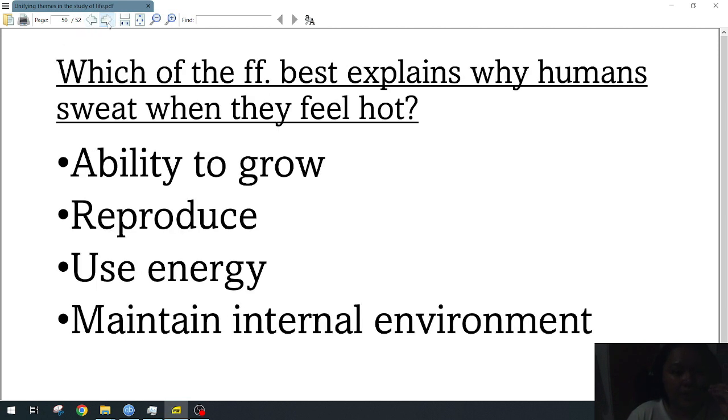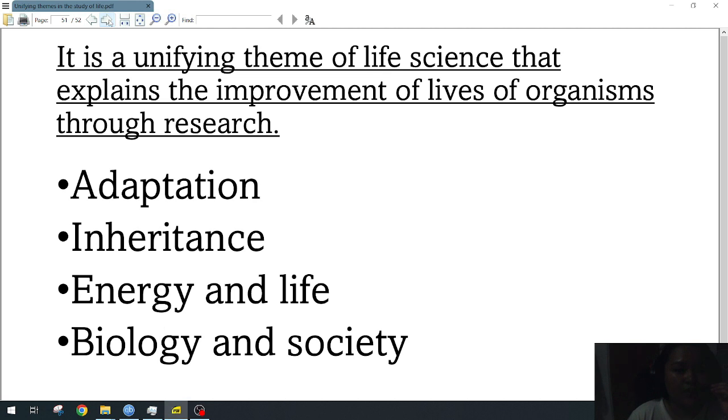Okay, another. Which of the following best explains why humans sweat when they feel hot? Anong unifying theme yon? That is maintain internal environment or regulation. Yun. This is under regulation. Okay. Pag mainit, you respond to it.